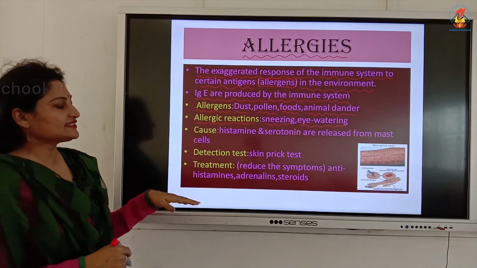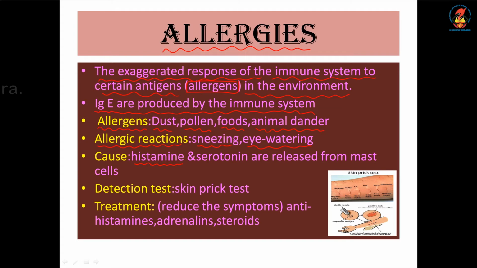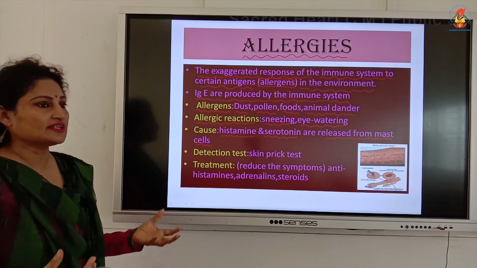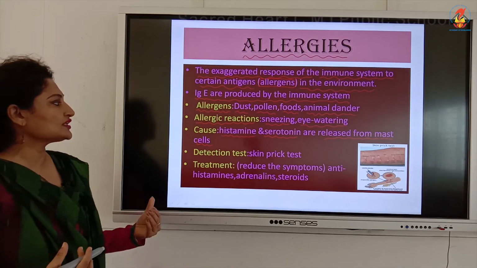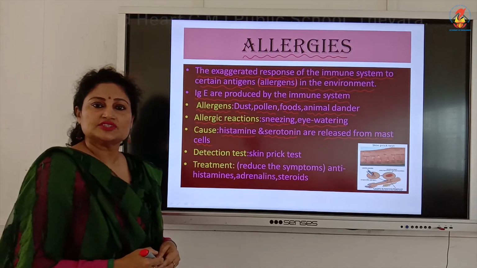Now the cause of these allergic reactions is certain chemicals like histamine and serotonin released from the mast cells of the areolar tissue. So whatever the allergic reactions may be, they are caused due to the chemicals released by the mast cells. The chemicals are histamine and serotonin.